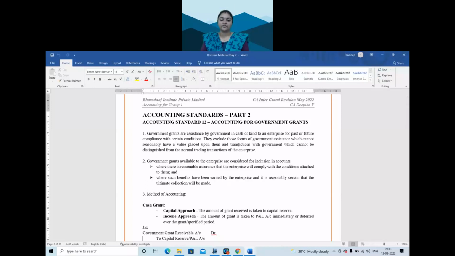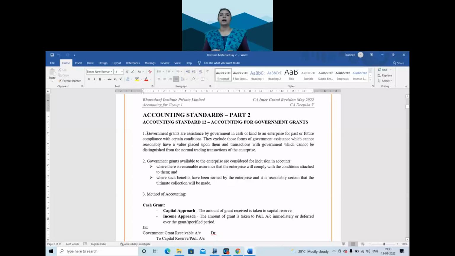And this is again a standard which is holistic in coverage. So basically it is going to cover what is a grant, measurement of a grant, how a grant has to be presented and disclosed in the financial statements. Right? So now first let us understand what is a government grant.